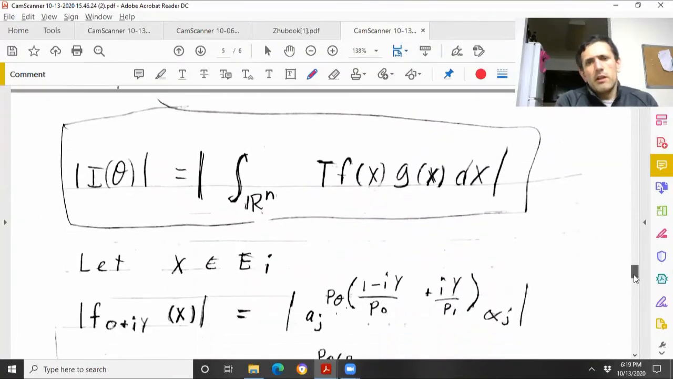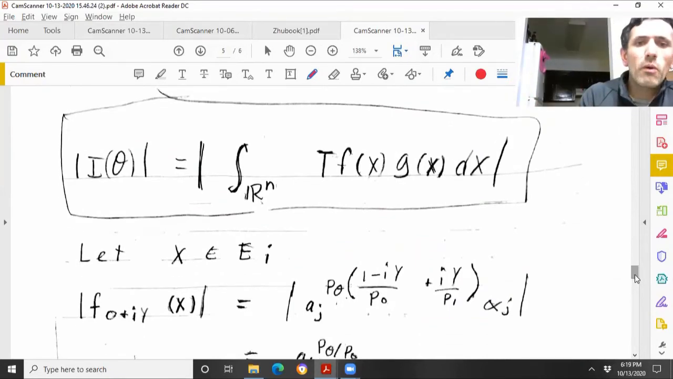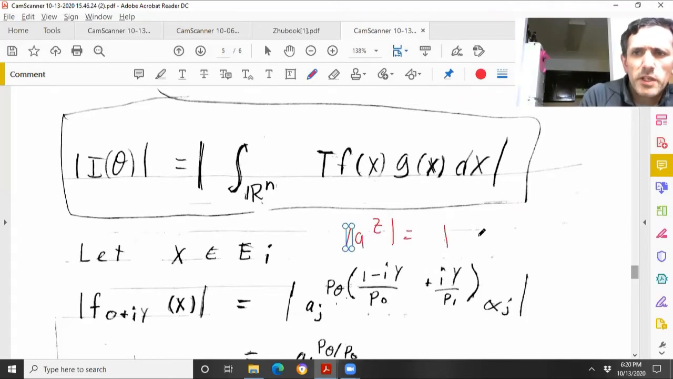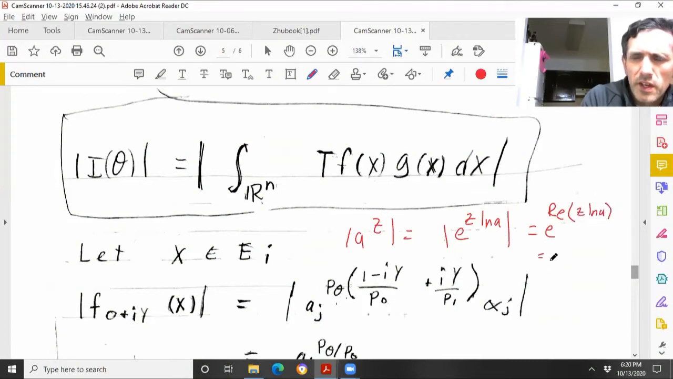Okay, so let's say theta is 0. So we're looking at z is 0 plus iy. So let's assume x is in E_i and just unravel what this equals. Just plug in z is 0 plus iy. First of all, let me remind you that this is going to be e to the z ln of a. And so this is going to be e to the real part of z ln of a. This is e to the real part of z, because a is positive.